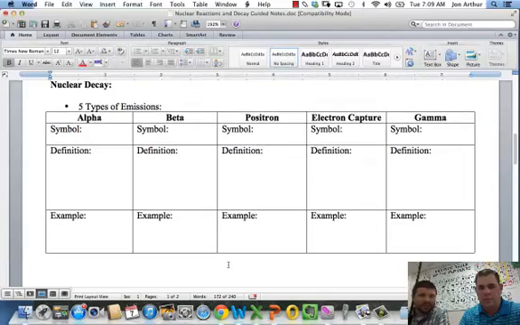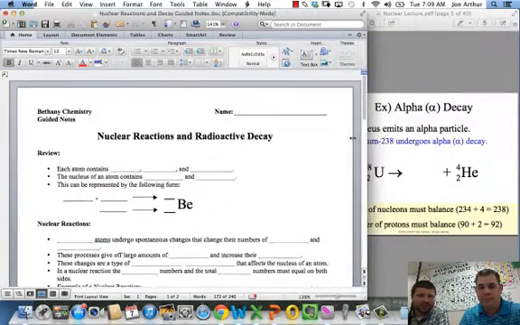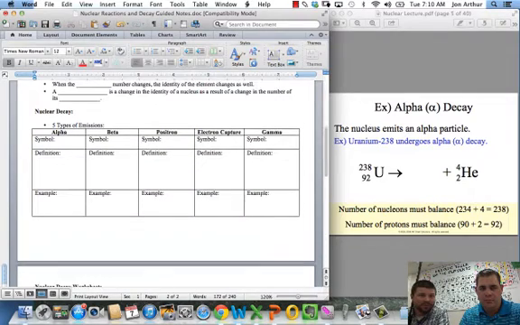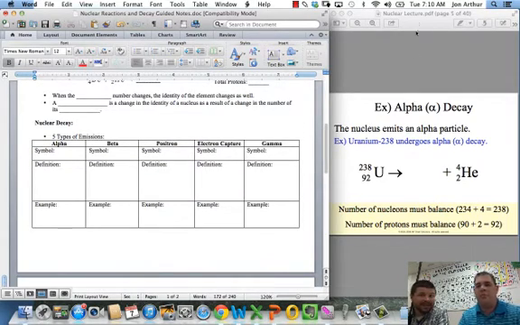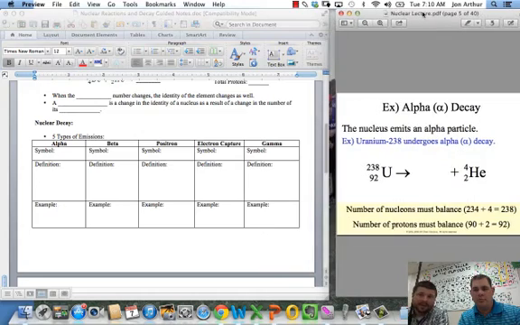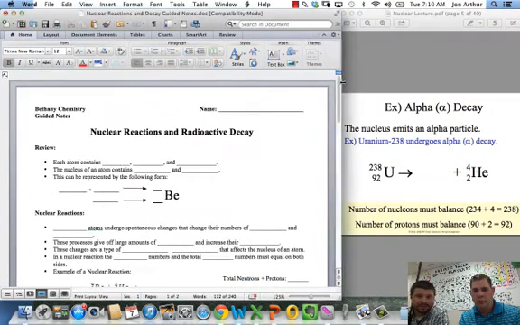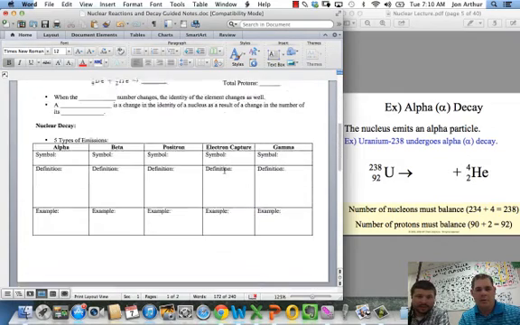All right, so we're going to switch pages here, but we're still going to write down a few things about every particle: the symbol, the definition, and an example. So we'll switch over, and you're going to write the symbol for all of those.